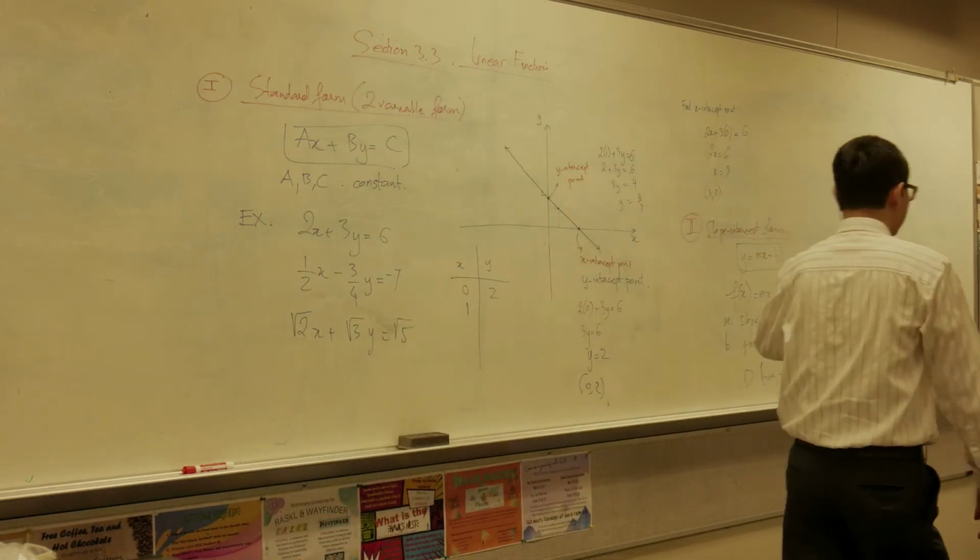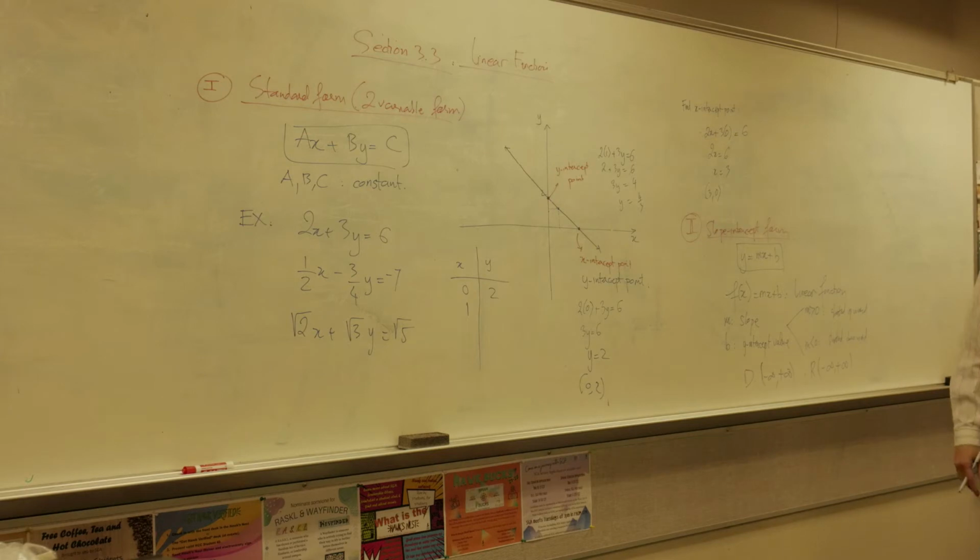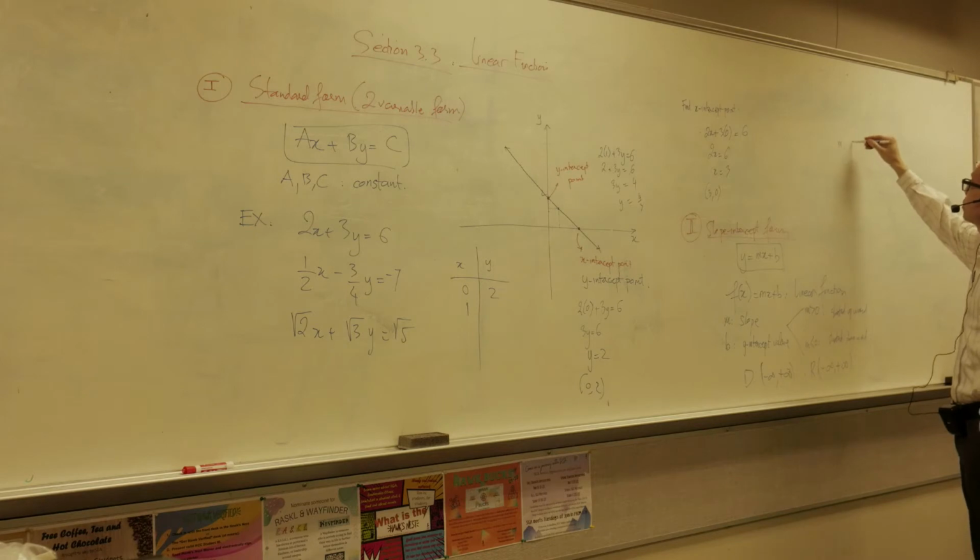All right, let's talk more about the slope. So the slope tells you how slanted it is. It can tell you the change of y over the change of x. So the slope has another name. We call it the rate of change. So m is also the rate of change.